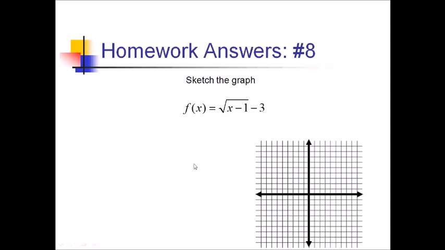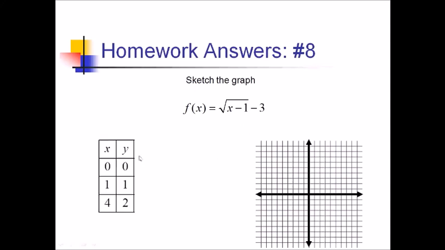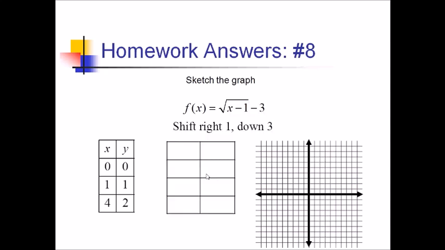For number 8, we're transforming a square root. Here's our original table of values for the square root. In this one, we're just shifting to the left, or rather the right 1. Everything's opposite here. So right 1 and down 3. So that's going to be x plus 1 and y minus 3. Adding 1 to the x's, we've got 1, 2, and 5. For the y's, subtracting 3, that's negative 3, negative 2, and 2 minus 3 is negative 1.